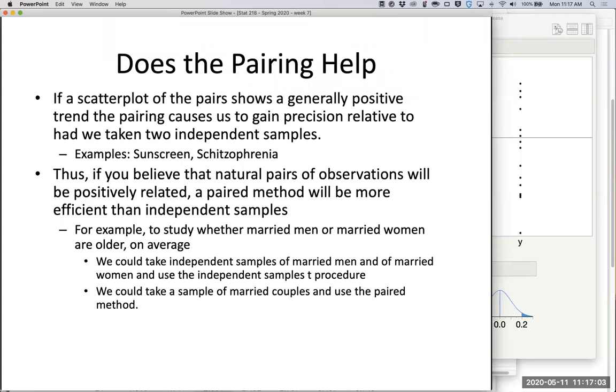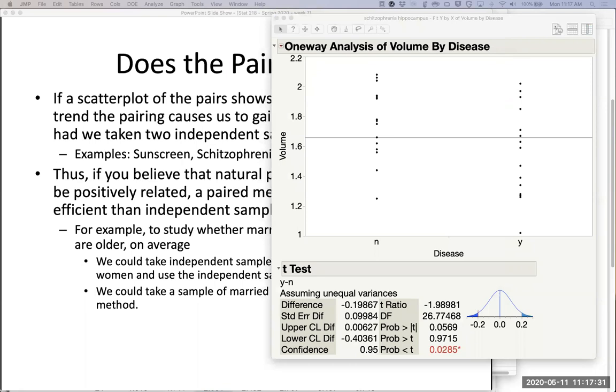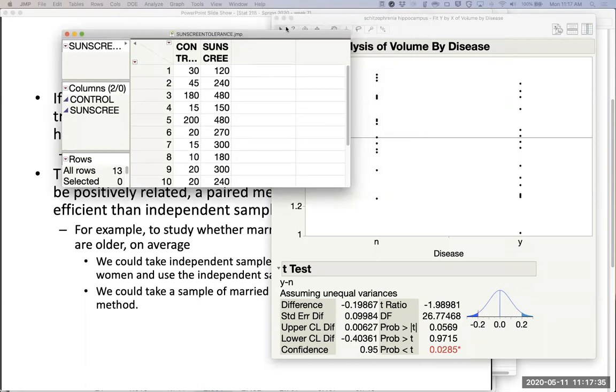Does the pairing help? Well, the pairing is going to help us in the situation where, if I were to see a scatter plot of the two scores, I see a positive relationship. So let me see if I could pull out not the schizophrenia, but the sunscreen data set, because that's sort of a fun one. I want to know how effective sunscreen is, and so the way I'm going to do that is, where's my data set on sunscreen? Okay, here we got the data on the sunscreen.